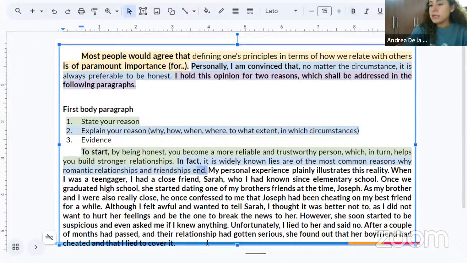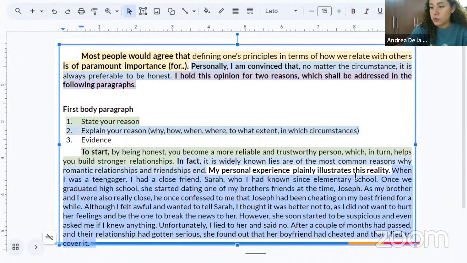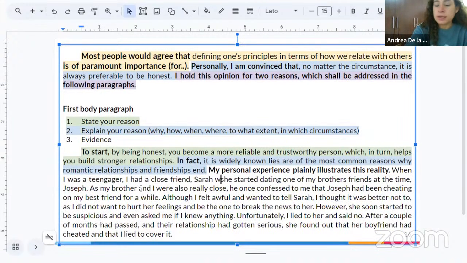So when I was a teenager, I had a close friend, Sarah, who I had known since elementary high school. Once we graduated high school, she started dating one of my brother's friends at the time. So I think that's a little bit unnecessary, right? When I was a teenager, I had a close friend, Sarah. Maybe we could just go ahead and say who started dating one of my brother's friends at the time, Joseph. Okay, so that way we're summarizing things a little bit more.